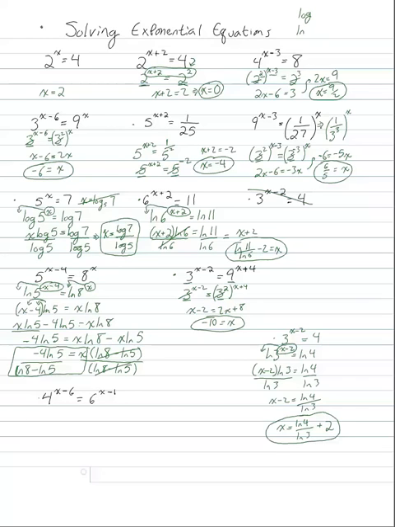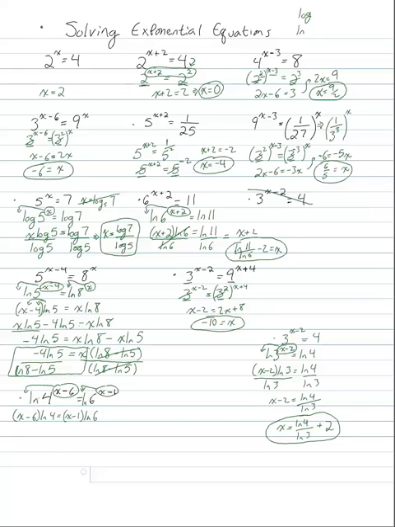Okay, let's try the last one. 4 to the x minus 6 equals 6 to the x minus 1. This time I can't rewrite them as a common base. 4 could break down to 2 squared, but 6 can't. So I'm going to take log of both sides. I'm going to take natural log again, so that I can bring down the exponents. So I'm going to get x minus 6, natural log of 4 equals x minus 1, natural log of 6.